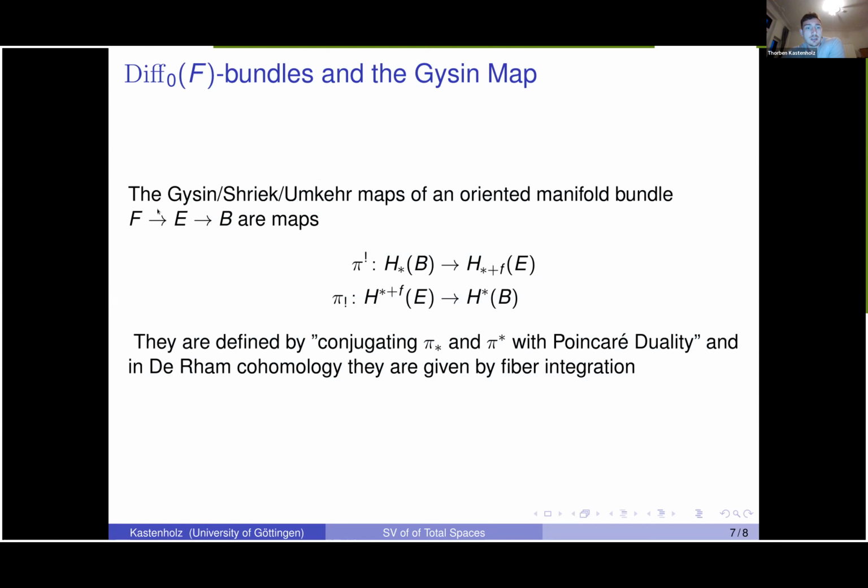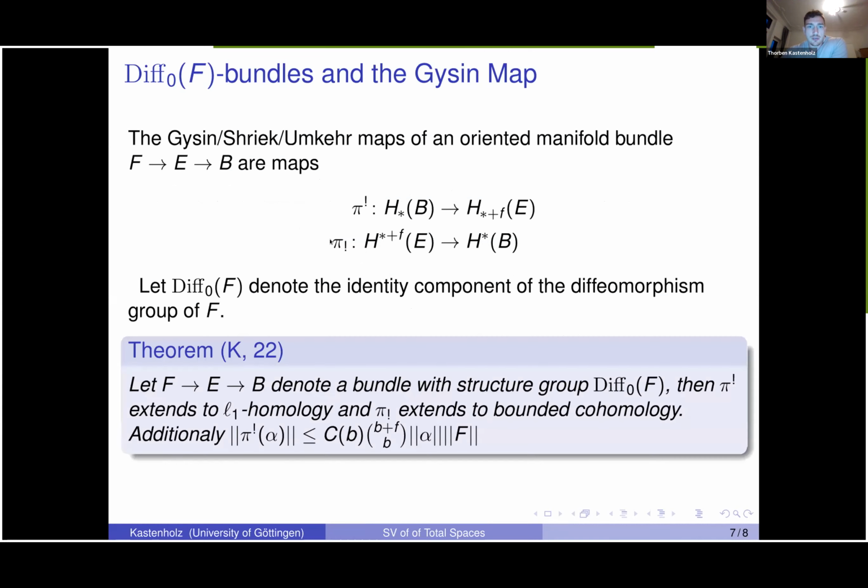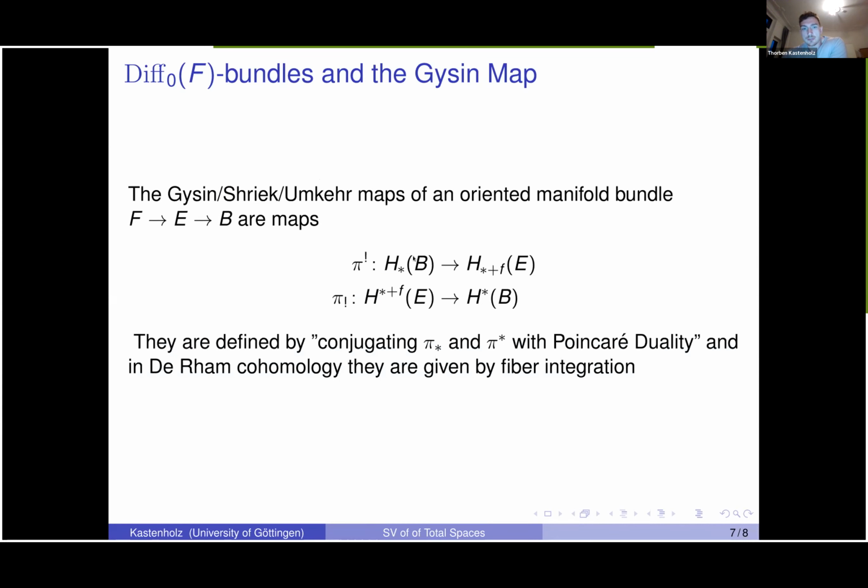So if I have a bundle F to E to B of oriented manifolds and the bundle is oriented and so on and so forth, then I get these wrong way maps here, which map now from homology of the base to the homology of the total space, but they add the dimension of the fiber to the degree, and dually for cohomology.